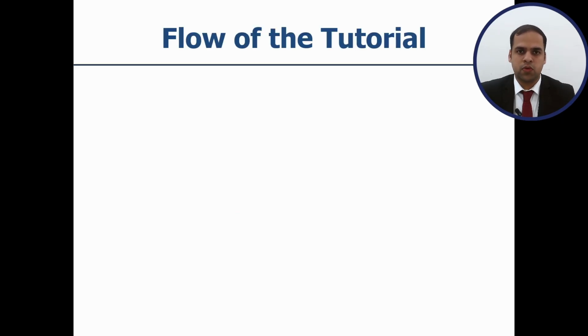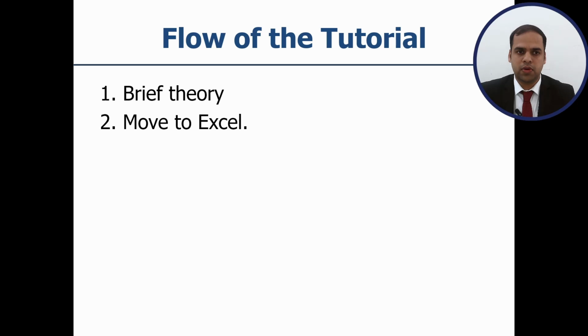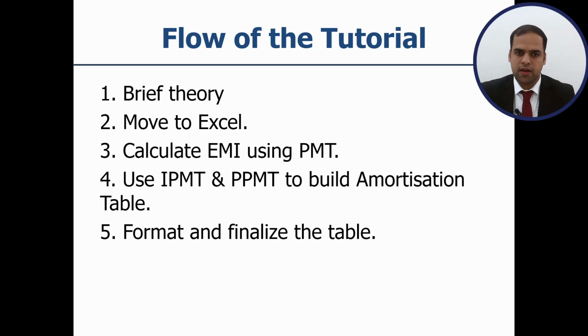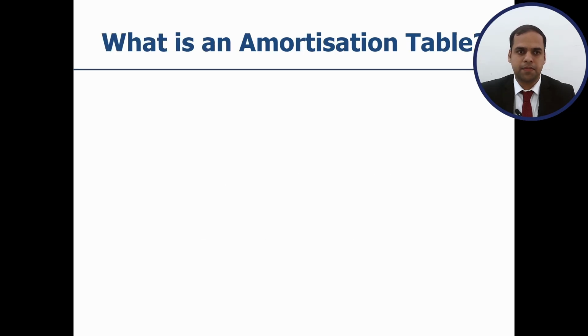So the flow of this tutorial is, first we will learn about what amortization is, and then we will go to Excel and calculate EMI using the PMT function. Then we will use IPMT and PPMT to build an amortization table, and format and finalize the table.